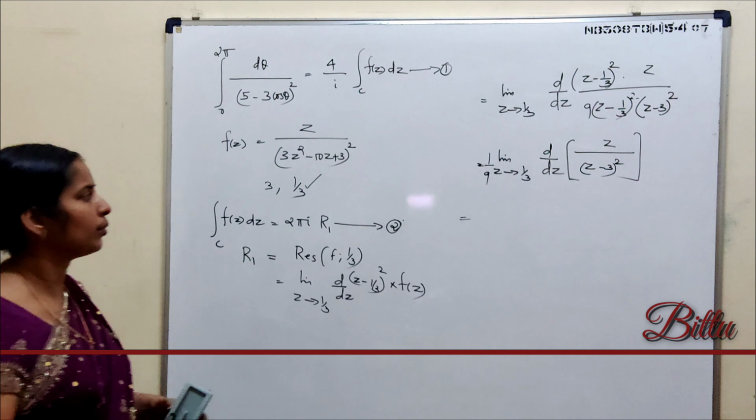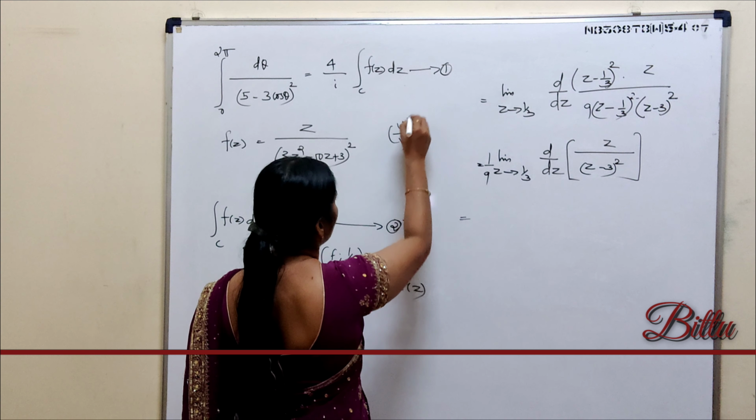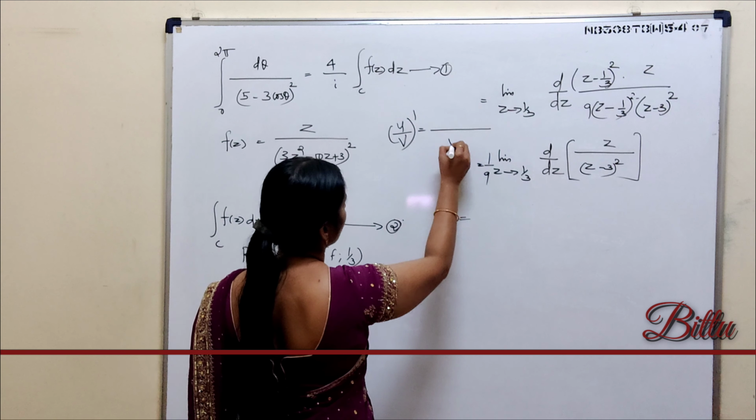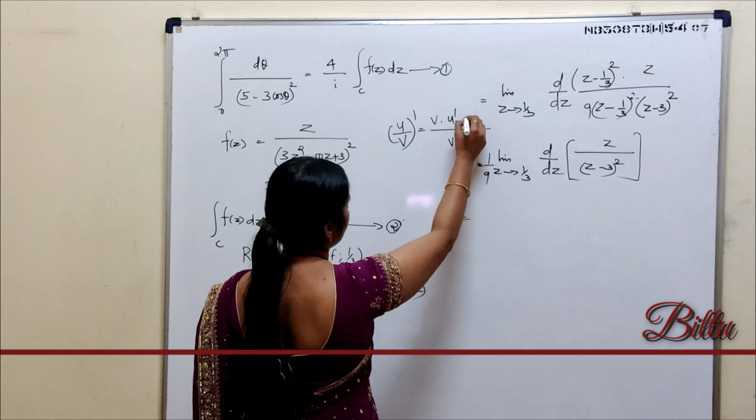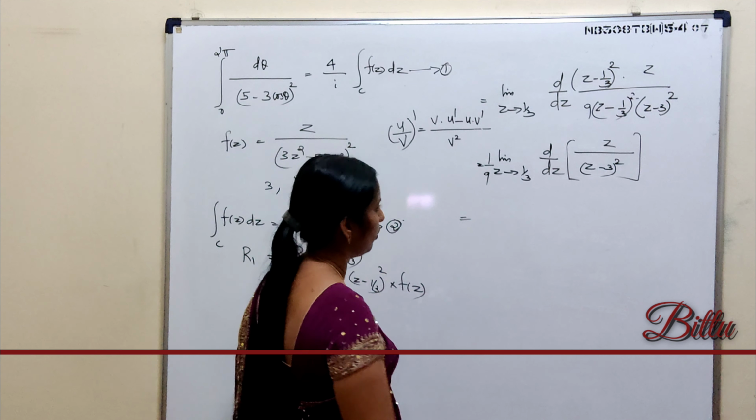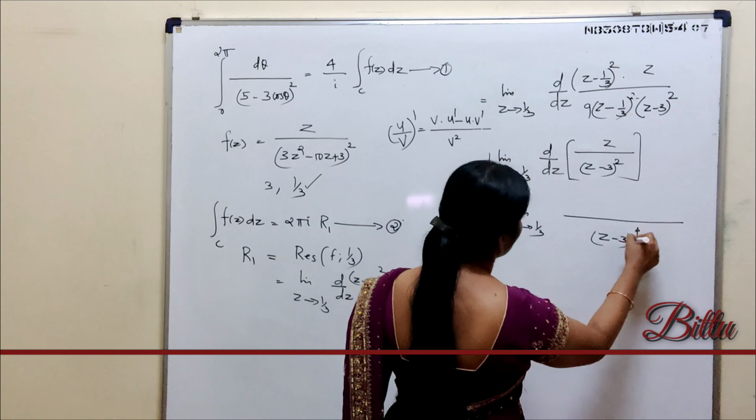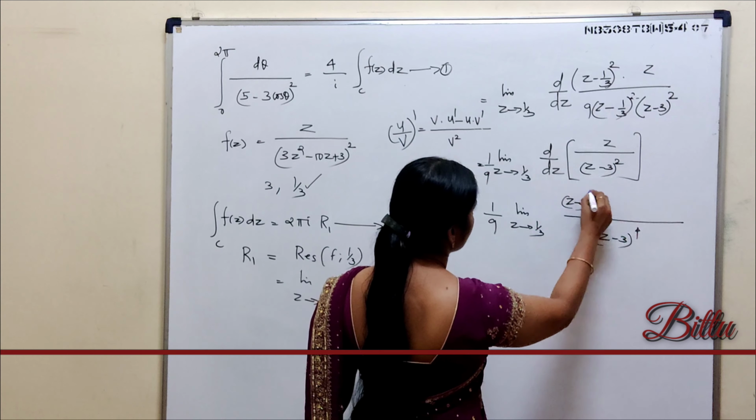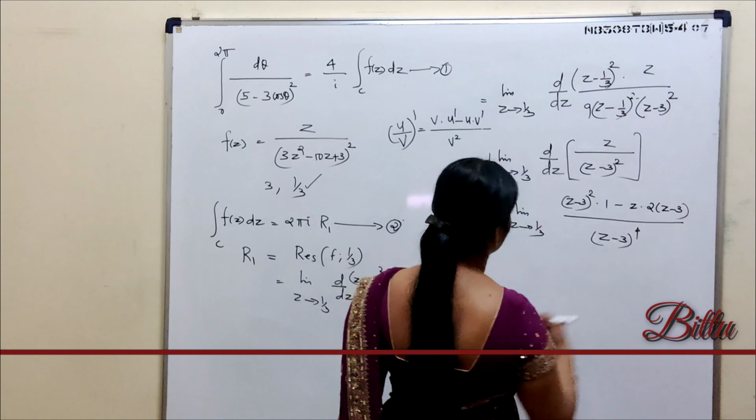See, it is a quotient, so you apply the quotient rule. The quotient rule for differentiation of u by v: its derivative is v square upon the denominator into the derivative of the numerator minus numerator into the derivative of the denominator. It is 1 by 9, limit z tends to 1 by 3. Its derivative is z minus 3 the whole raised to 4, z minus 3 square into 1 minus z into 2 into z minus 3.